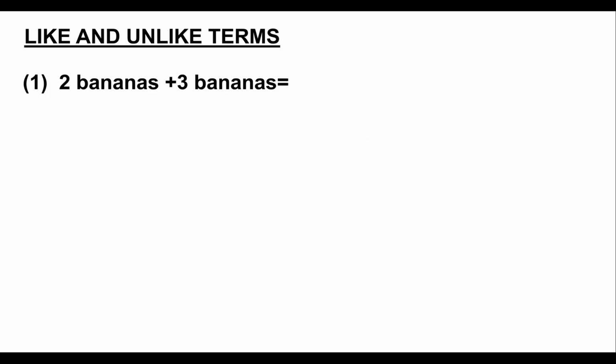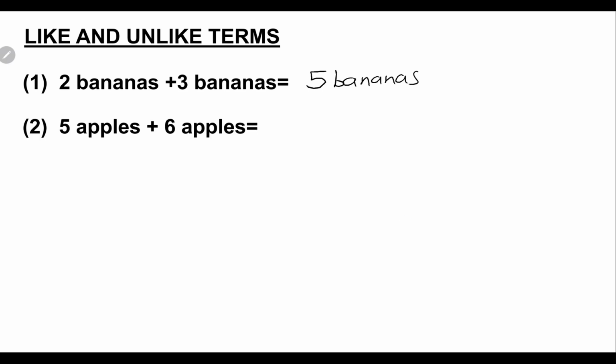The first question is, imagine you are given 2 bananas plus 3 bananas. I think this one is the simplest. What do you think is the answer? Obviously you know the answer. The answer is 5 bananas. The second one is 5 apples plus 6 apples. What do you think is the answer? Even if I was not to give you the answer, you already know it. The answer is 11 apples.